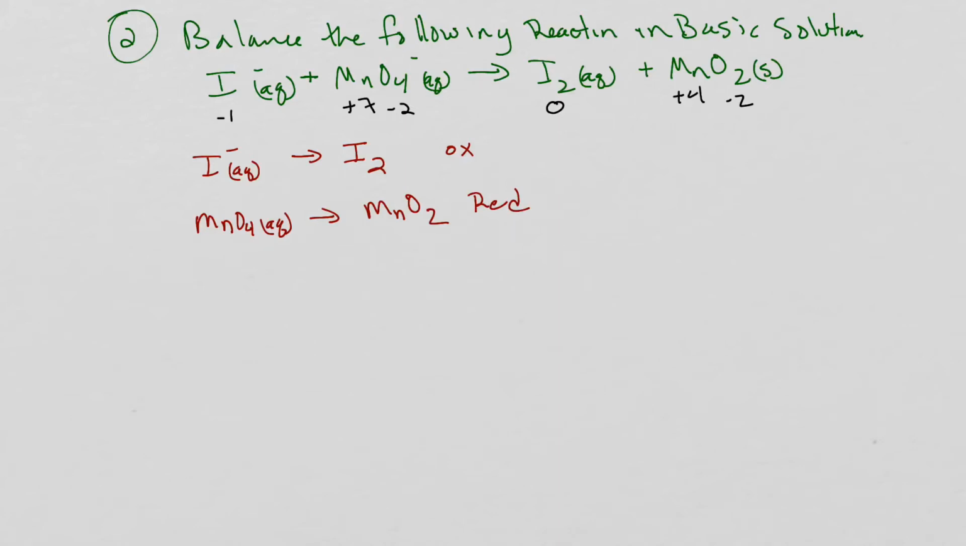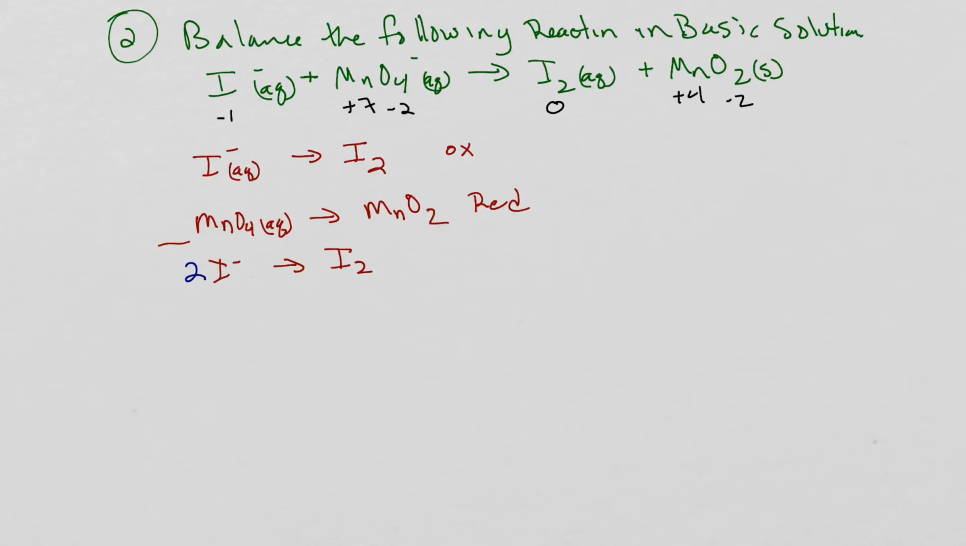So we're going to now work with these individually and first balance them by mass. If we start out balancing this one, we need to have 2 iodines on this side to balance it by mass. So that means this is going to become 2 I minus goes to I2. And that's all balanced now.